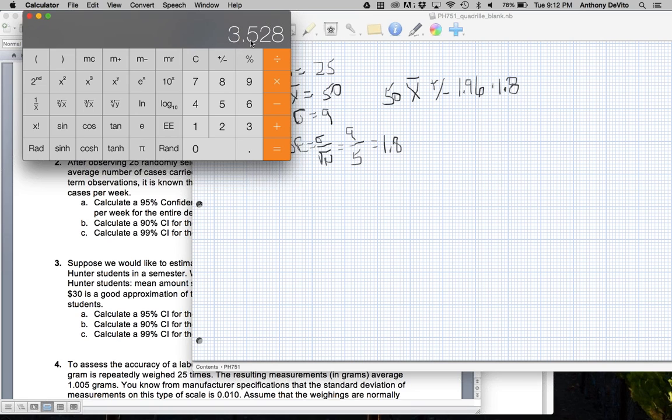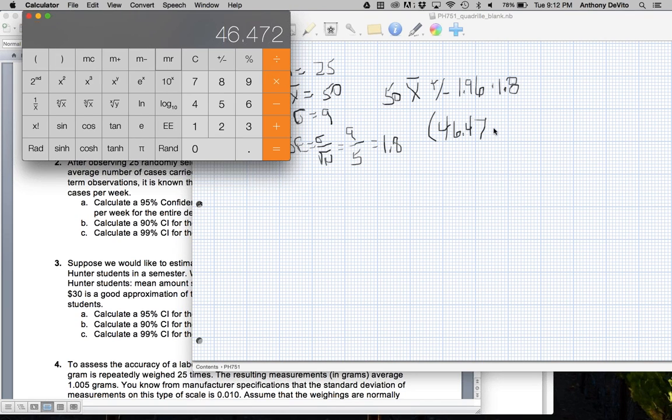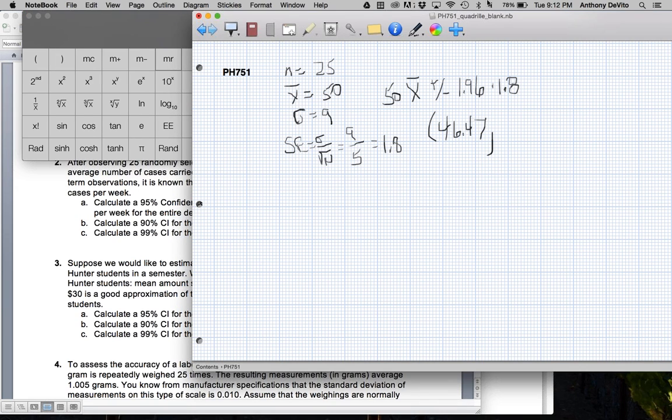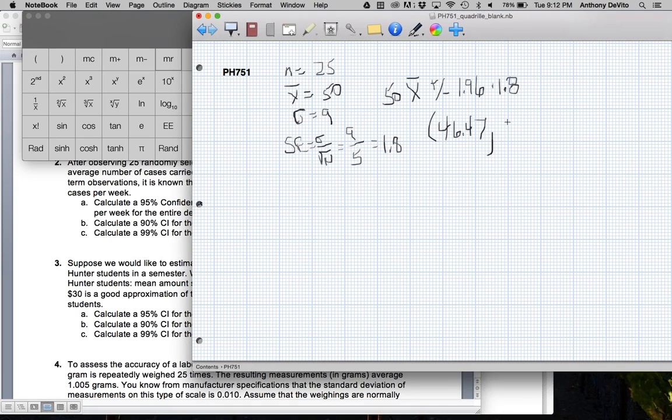Remember, this part is called our margin of error, right? I'm going to put that into memory. And I'm going to say 50 minus our margin of error is going to be equal to 46.472. I'm going to drop off that last decimal place for our purposes, so 46.47. Then I'm going to try adding it as well. Clear that out. 50 plus our margin of error is going to be 53.53.